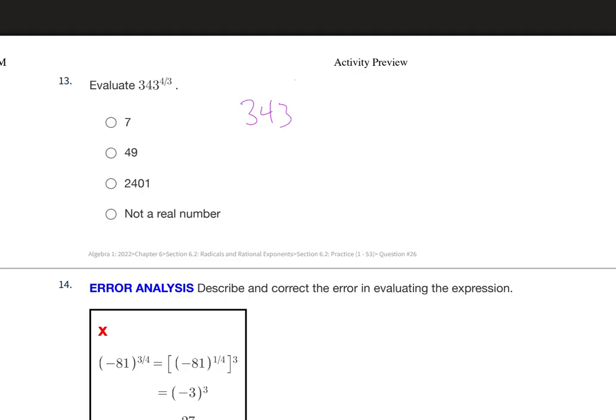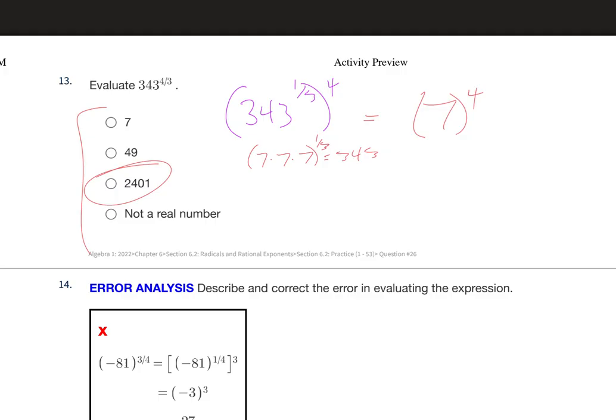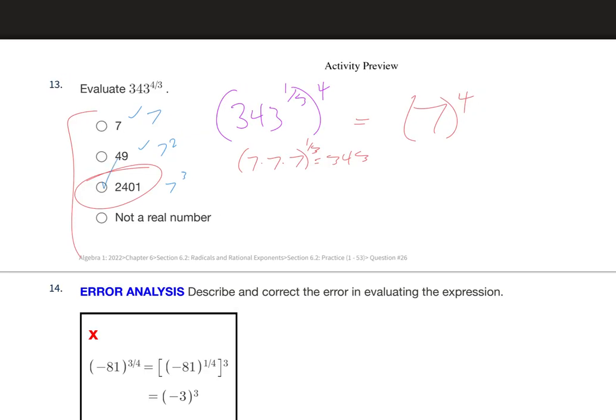343 to the 1/3 power to the 4th power. I'm doing it this way because I have to actually get the answer. So I'm going to do the cube root of 343, which is 7, because 7 times 7 times 7 equals 343. So the cube root of that will just be 7. And then that's to the 4th power, which I'm going to guess is that. Also, they gave you a little bit of a hint over here with 7 and 49, because that's 7 squared. This is not 7 cubed, but anyway, I'm going to go with that as our answer.